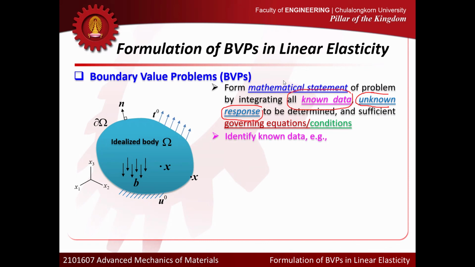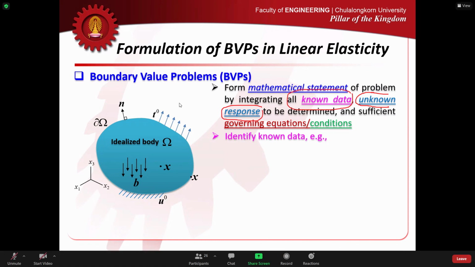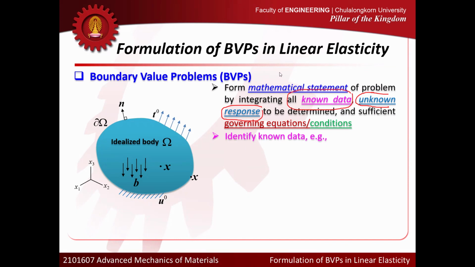To get the boundary value problem, the first thing that you have to do is identify known data. What do I mean by known data? Everything that you got from the modeling. The first one is the geometry. To solve the problem, you need to know the geometry of the body. So in the formulation of the boundary value problem, this kind of information is very important. You need to know the body that you would like to analyze, right? So we need to know the geometry of the body.